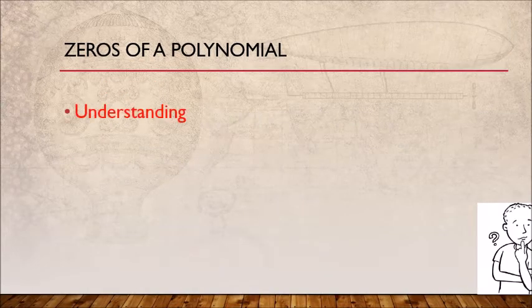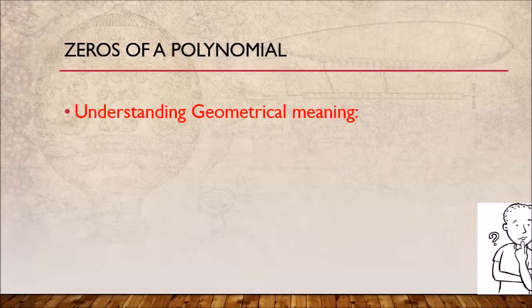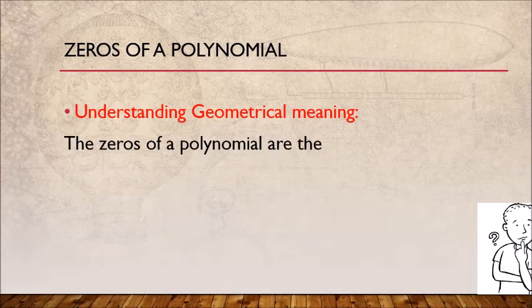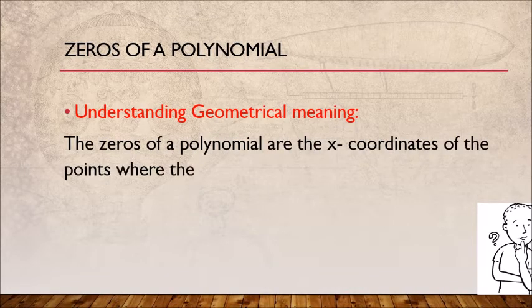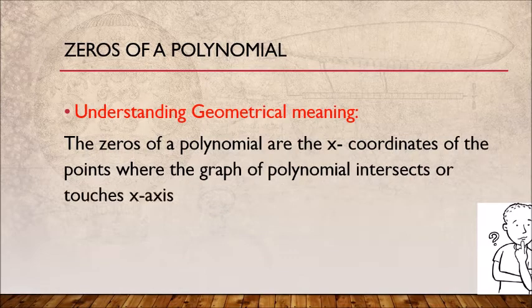After understanding the definition of zeros of a polynomial, let's understand what it means geometrically. By understanding it geometrically, we have a clear concept about zeros of a polynomial. So the definition is: the zeros of a polynomial are the x coordinates of the points where the graph of a polynomial intersects or touches the x-axis. Now let's understand this with the help of given examples.